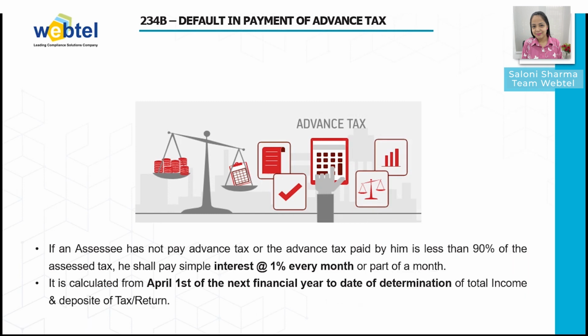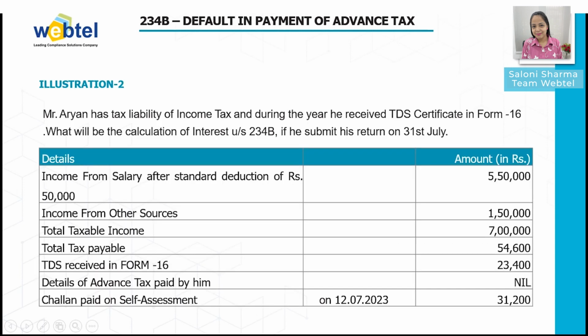So for better understanding, let's take an example. For example, Mr. Aryan has a total tax liability and he has also received a TDS certificate, or his TDS has also been deducted on the salary. So you need to calculate the interest under section 234B.